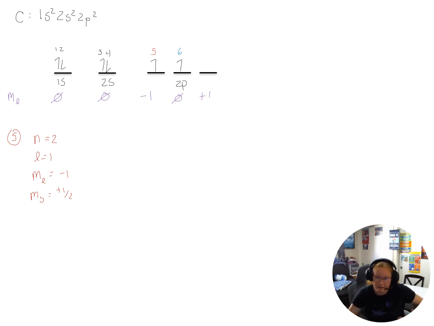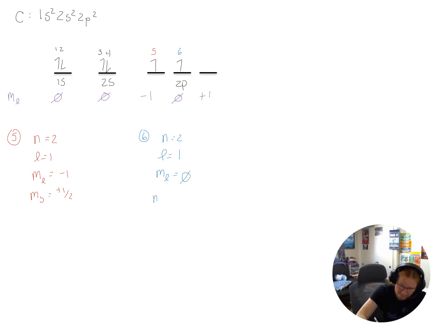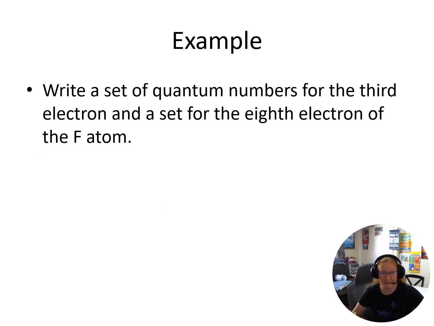And then electron 6, similar deal. We still have an N of 2 because we're still in a 2p. We still have an L of 1 because we're in that p. Now my m sub L sits in the one that I identified as 0, and my m sub S is still +1/2. So did we get unique quantum numbers there? We did.